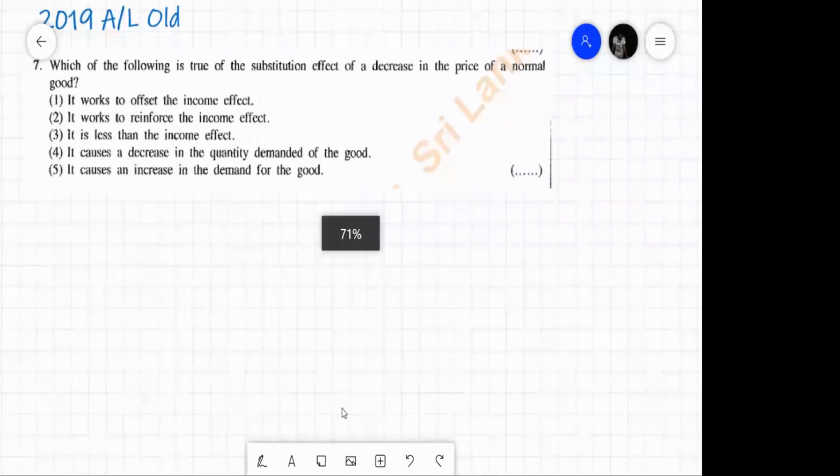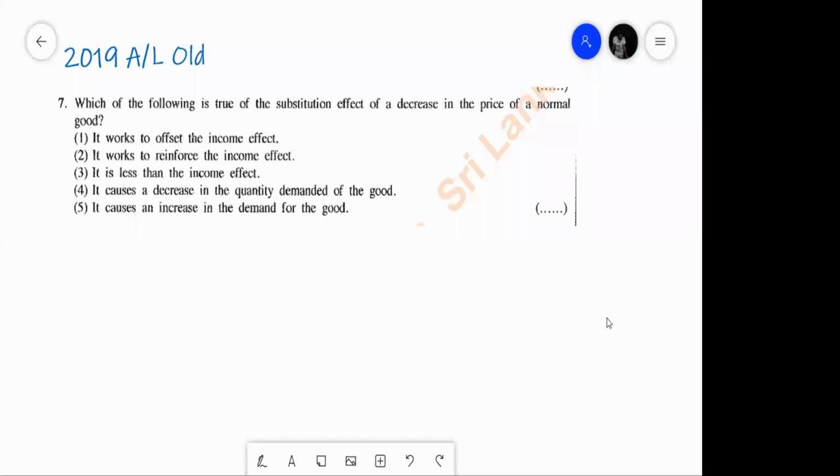Okay, 2019, the old syllabus question. They say, which of the following is true of the substitution effect of a decrease in price of a normal good? Okay, normal good, substitution effect when price decreases. It works to offset the income effect. It works to reinforce the income effect. It is less than the income effect. It causes a decrease in quantity demand. It causes an increase in demand. What happens?